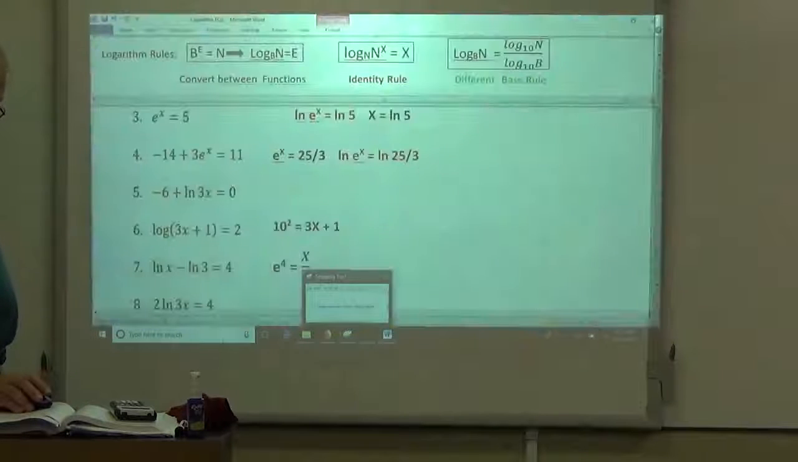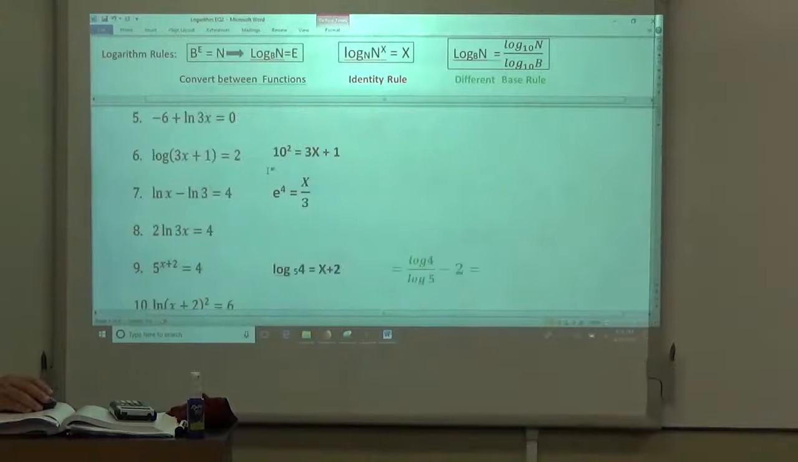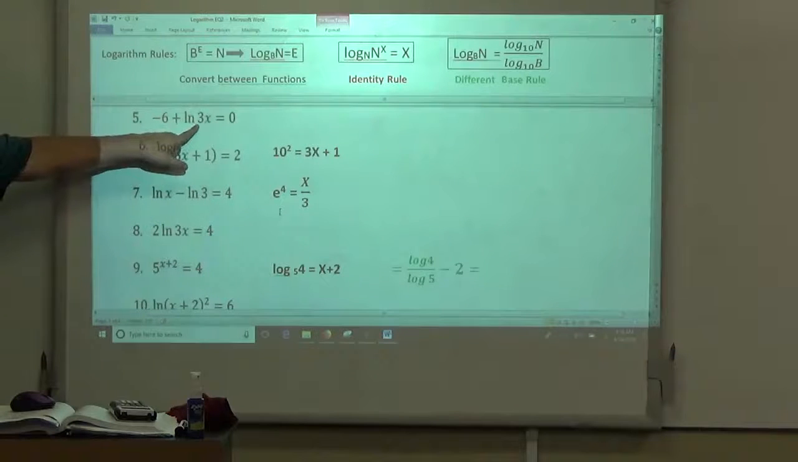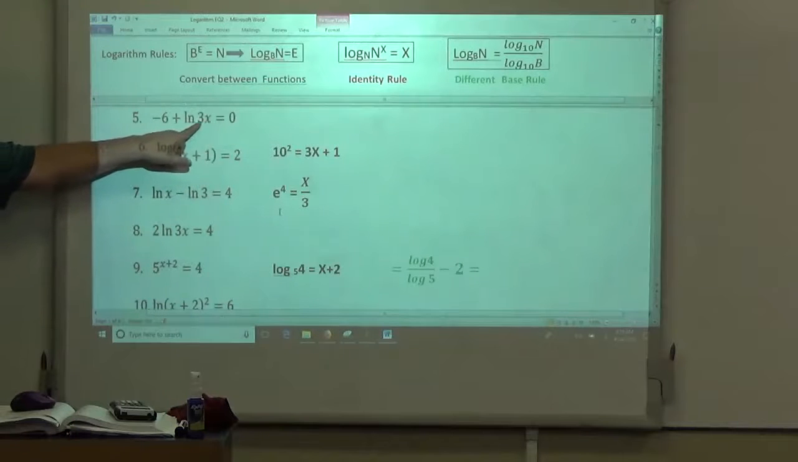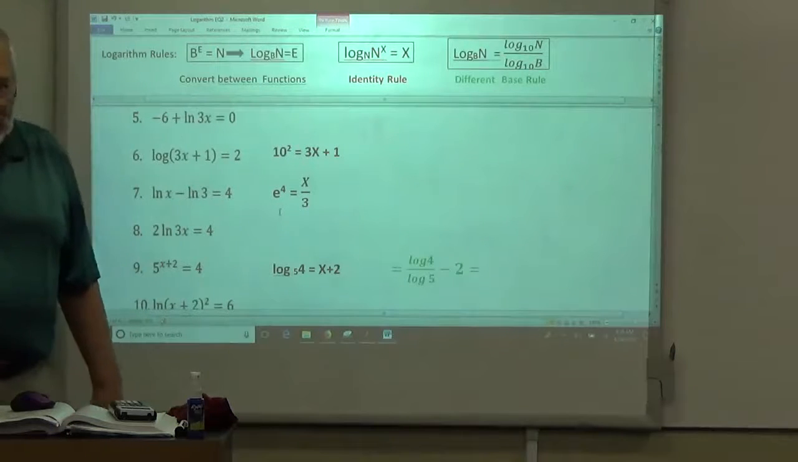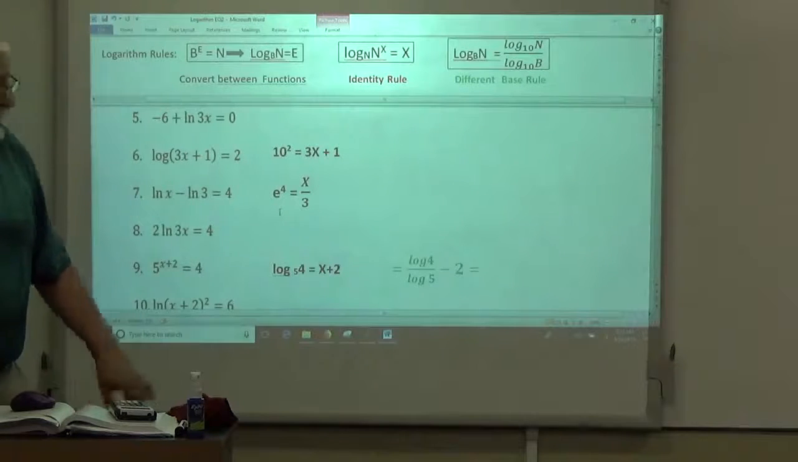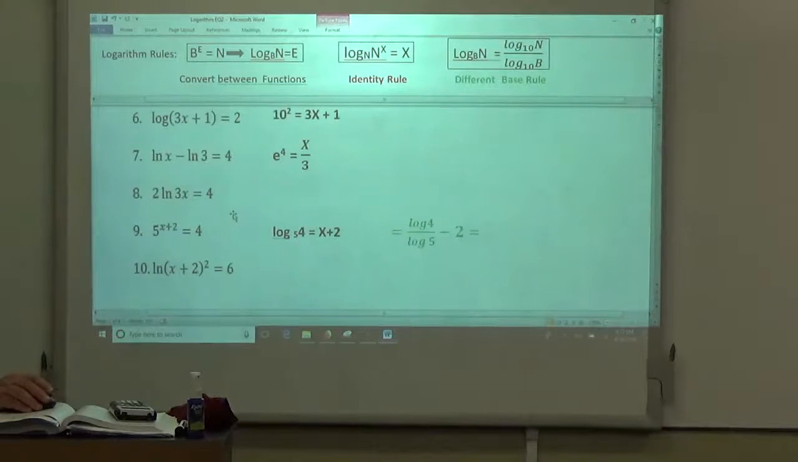Okay, whoa, what happened? That's weird. Okay, now, all right, I skipped this one, number 5, just because I didn't want to get all of them in there. All right, this says minus 6 ln equals 0. Okay, but all I can work with is this. So what do I have to do? Right? I've got to add 6. Then I have ln of 3x, which is ln of 3 plus ln of x. Right? Because that's what we're learning today. Okay, so we're going to move on. Okay, so let's look at the next one.